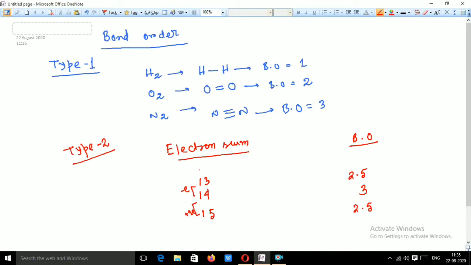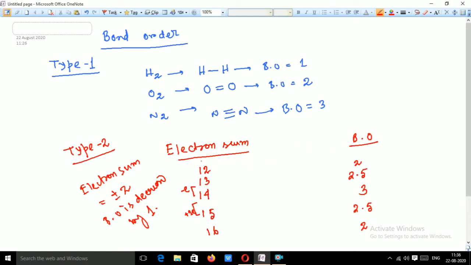Okay. Now furthermore, if the electron sum is 12, then the bond order is 2, and if we increase the electron sum from 14 to 16, then the bond order will also be 2. That means if we change the electron sum by plus or minus 2, the bond order gets decreased by 1. That is the rule. So if it is 12, then it is 2.